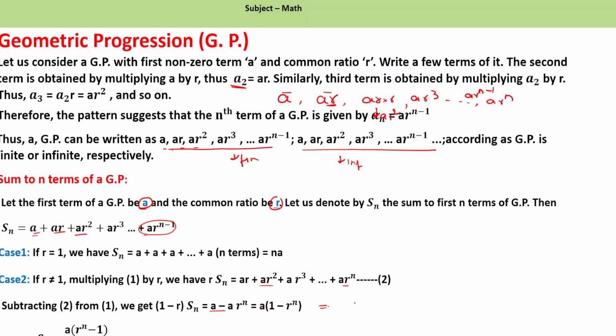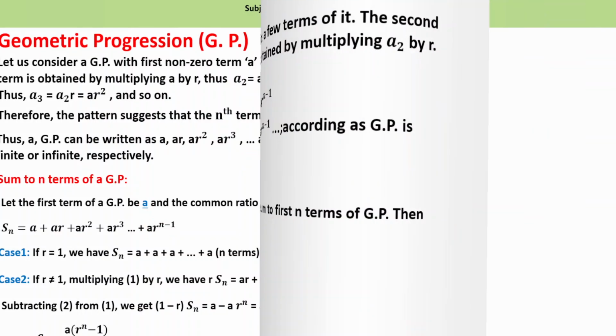For example, here Sn is equal to a into 1 minus r power n divided by 1 minus r if r is less than 1. If this ratio is less than 1, we will write 1 as first. If r is greater than 1, then we will write Sn is equal to a into r power n minus 1 divided by r minus 1.